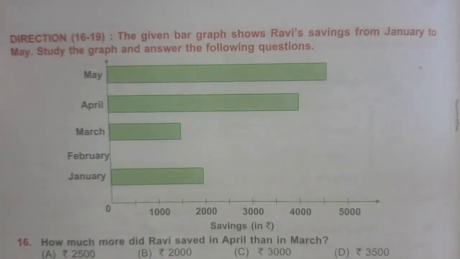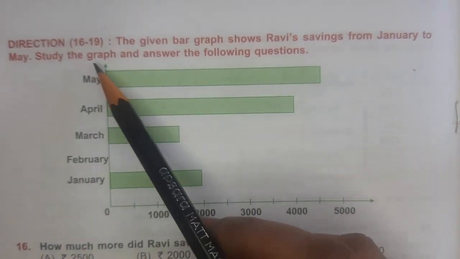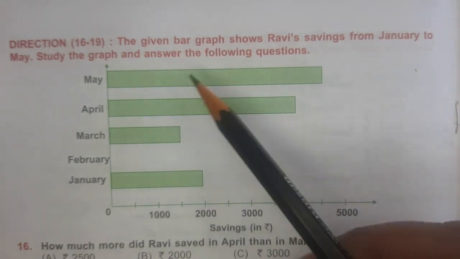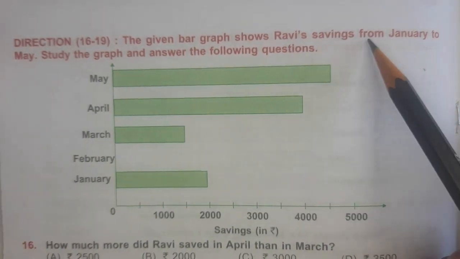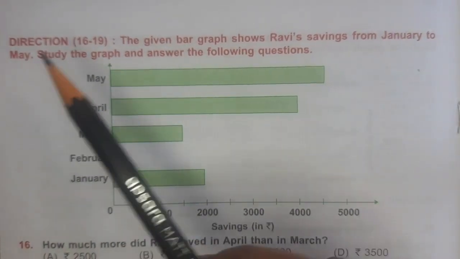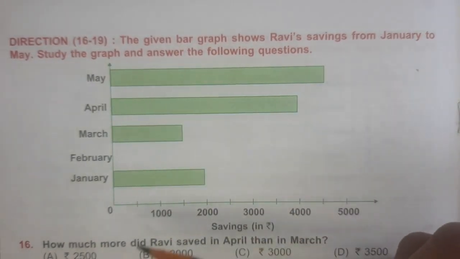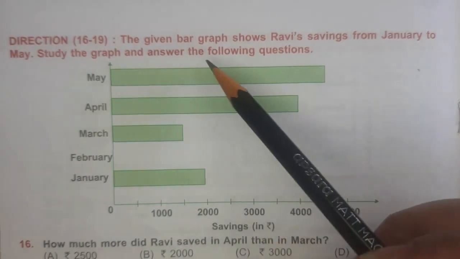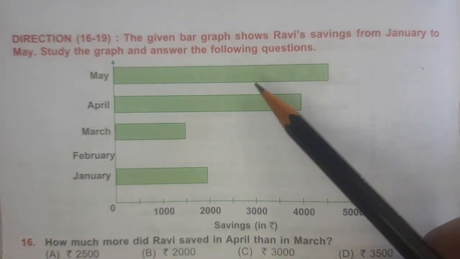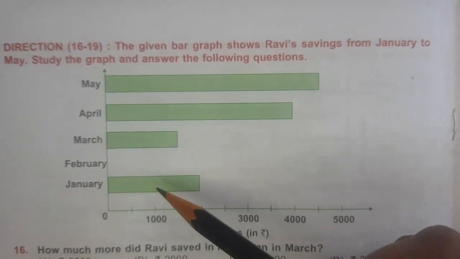Moving on to the next question. Direction for 16 to 19. The given bar graph shows Ravi's savings from January to May: January, February, March, April, May. Study the graph and answer the following questions. So let me first study this graph.